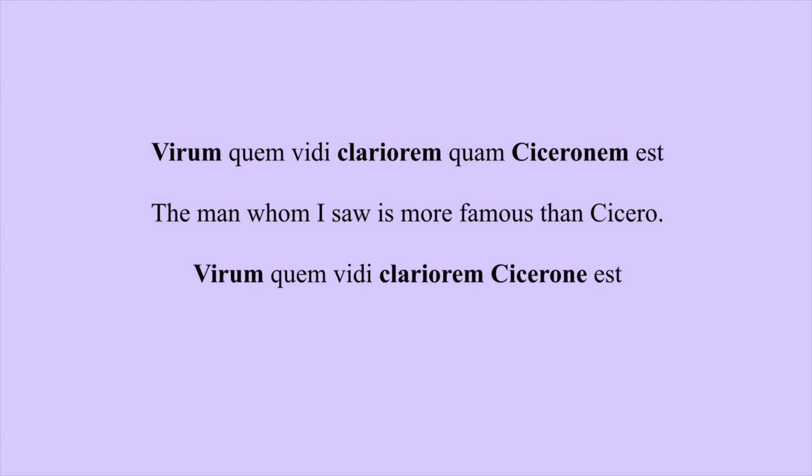But we could say this same sentence in a different way using the ablative of comparison. Virum quem vidi, clarior Cicerone est. The man whom I saw is more famous than Cicero. So here we're going to eliminate quam and move Cicero from the accusative to the ablative of comparison. So both of these sentences are saying the same thing. The man whom I saw is more famous than Cicero.